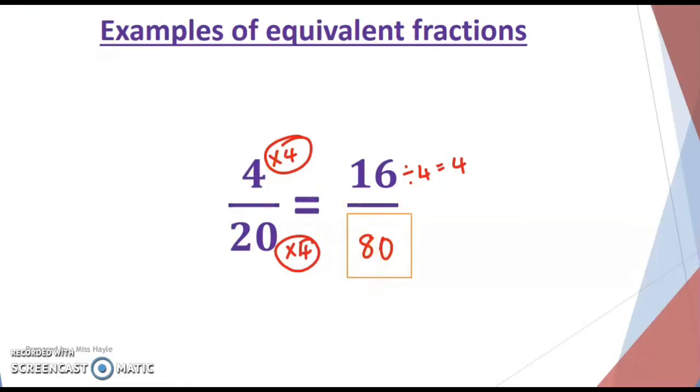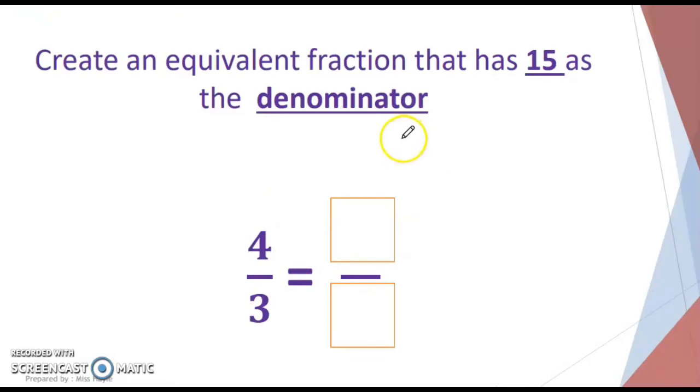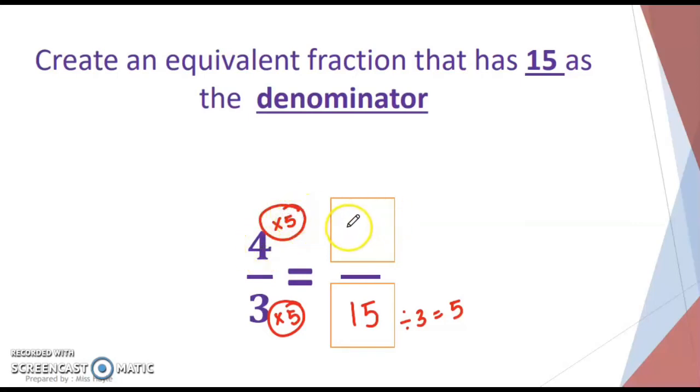Good job. The next example, create an equivalent fraction that has 15 as the denominator. Question, is the denominator the top number or the bottom number? So the denominator, that is the number at the bottom. So I'm going to put 15. This is my 15. What did they multiply by 3 to get 15? So if I divide by 3 here, I'm going to get 5. So they multiplied by 5 to get 15. So I'm going to multiply my numerator by 5 also. So 4 times 5, and I have my answer, which is 20.